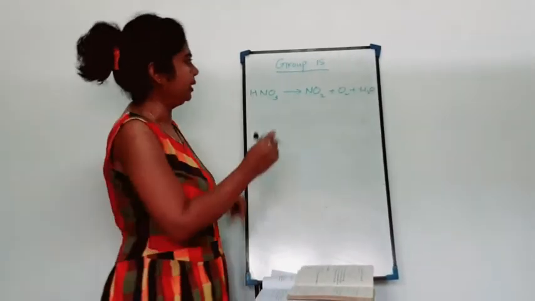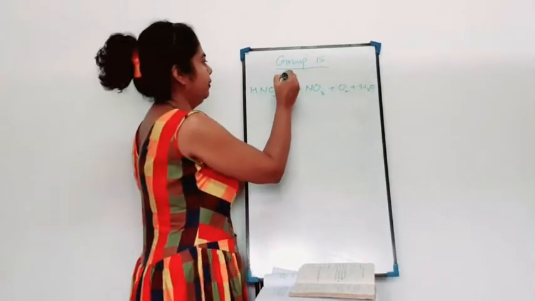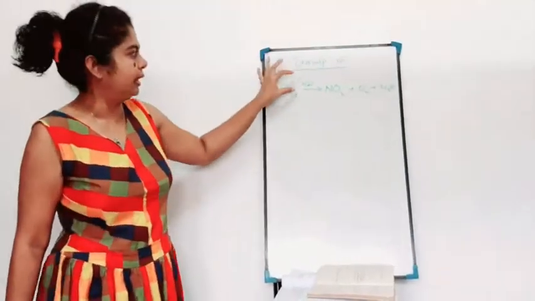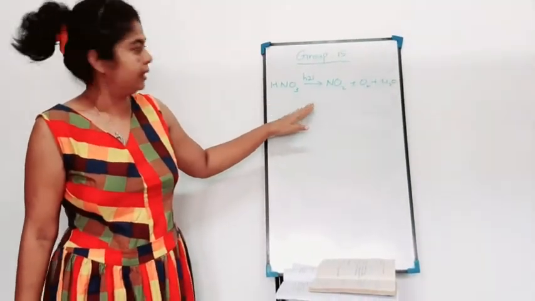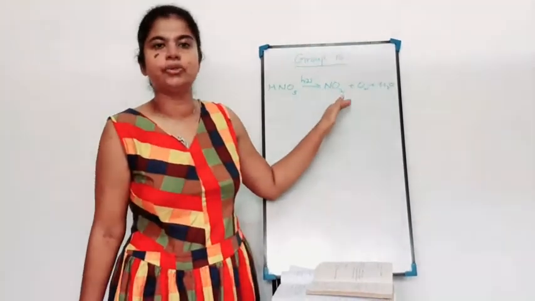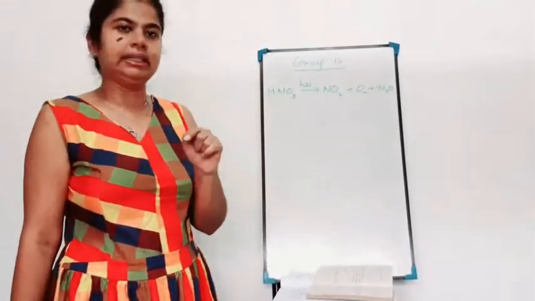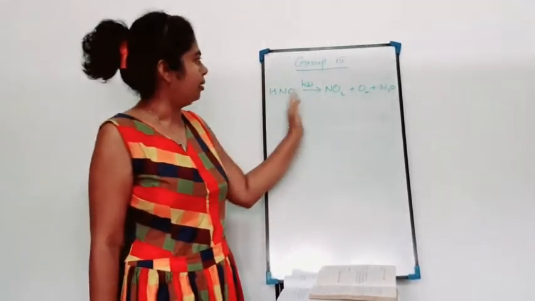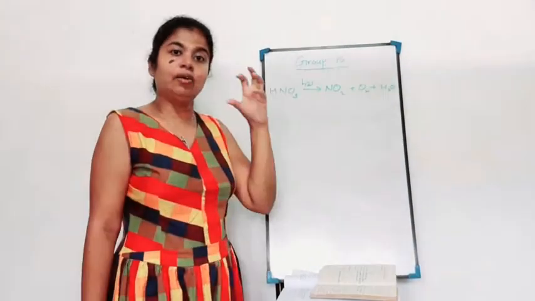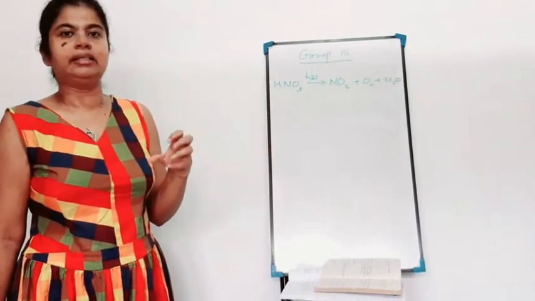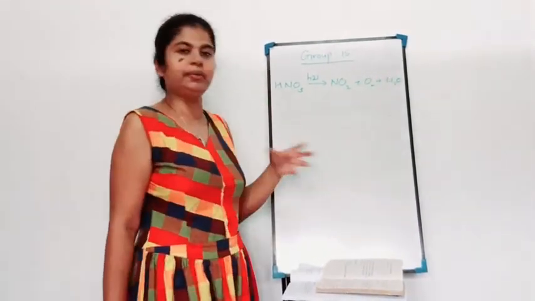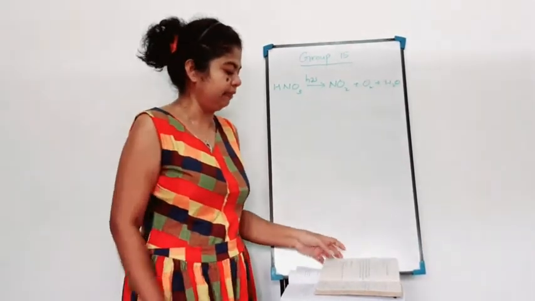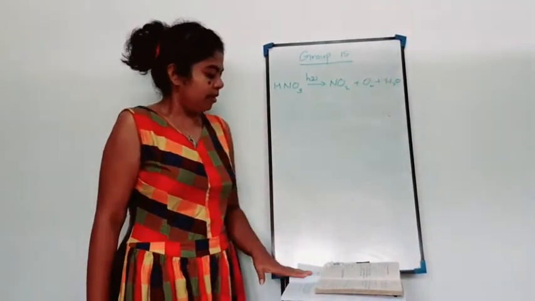This generally happens if it is exposed to sunlight or energy is given, then HNO3 can dissociate into NO2, oxygen and water. Concentrated HNO3 acid is a viscous liquid, a very strong viscous liquid.